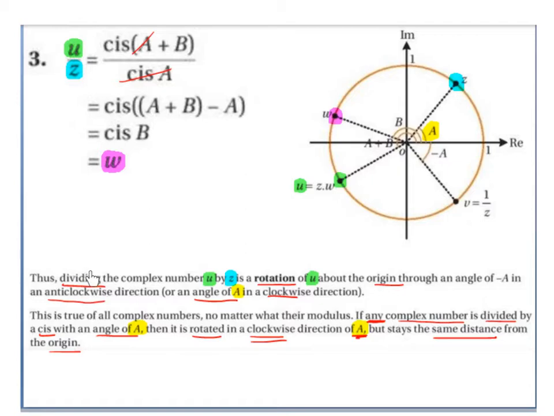Thus, dividing the complex number U by Z is a rotation of U about the origin through an angle of minus A in an anti-clockwise direction, or an angle A in a clockwise direction. This is true of all complex numbers, no matter what their modulus. If any complex number is divided by a CiS with an angle of A, then it is rotated in a clockwise direction by A, but stays the same distance from the origin, so stays on the unit circle.